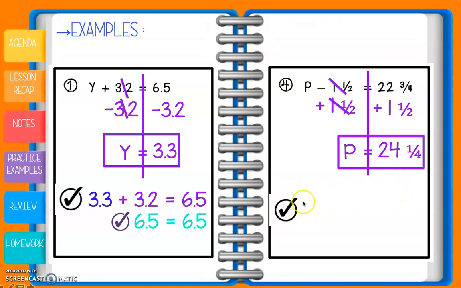I'm going to come down here and check it to make sure that it's exactly right. So instead of P minus 1 1/2, I'm going to substitute my P with 24 1/4. So we have 24 1/4 minus 1 1/2. And I want to see, is that equal to 22 3/4? So to do that, I'm just going to plug this into my calculator real quick. 24 1/4 minus 1 1/2. And I see that it's equal to 22 3/4, which is exactly what we are looking for. So we know that our solution, or our answer of P equals 24 1/4 is correct.